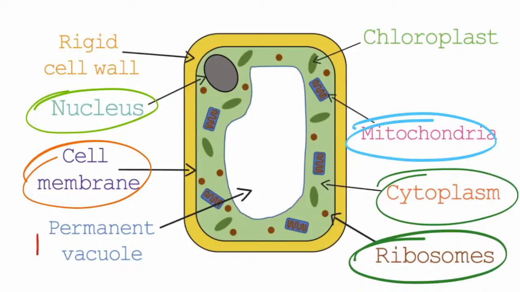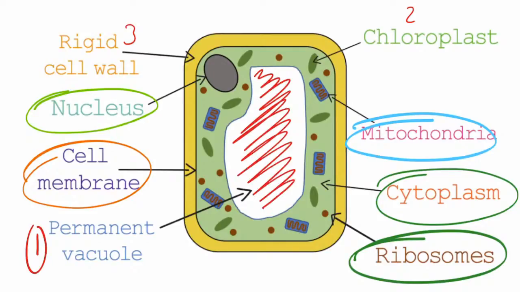We've now got 3 additional ones. So we've got a permanent vacuole, we've then got chloroplast, and the final one that I've missed is a rigid cell wall. So we'll look at number 1, which is the vacuole first, and the vacuole is here. What the vacuole is, or we should say permanent vacuole, is just a space inside the cell. It's a space inside the cell that contains cell sap, which is a weak solution of minerals, water, salt.